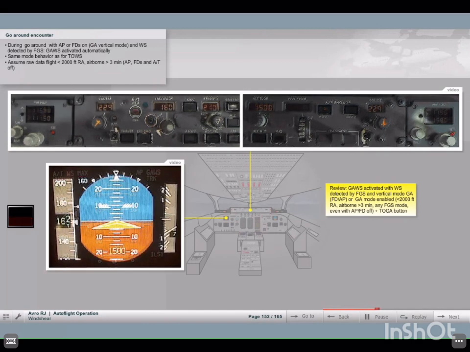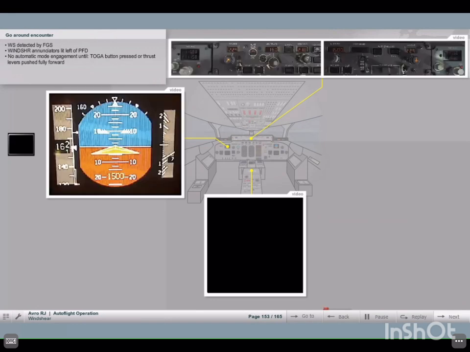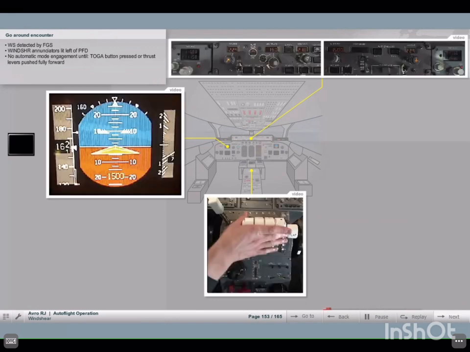Assume now the aircraft being at a radio altitude below 2,000 feet. Autothrottle, autopilot, and flight directors are all off. We are more than 3 minutes in the air at the raw data state. The FGS detects a wind shear indicated by illumination of both red wind shear annunciators.